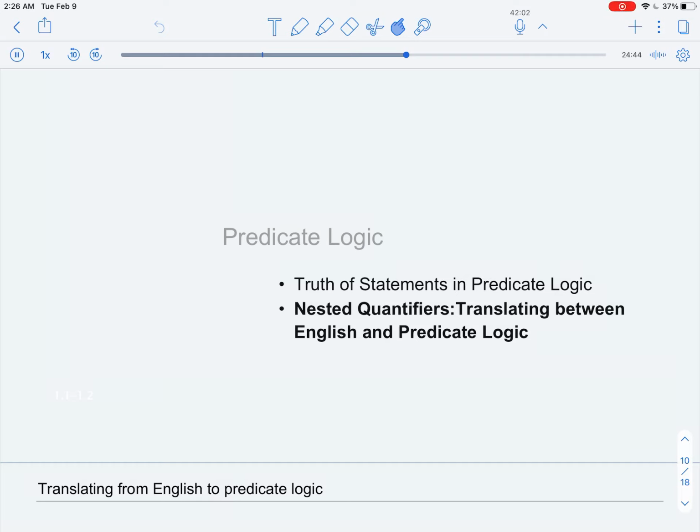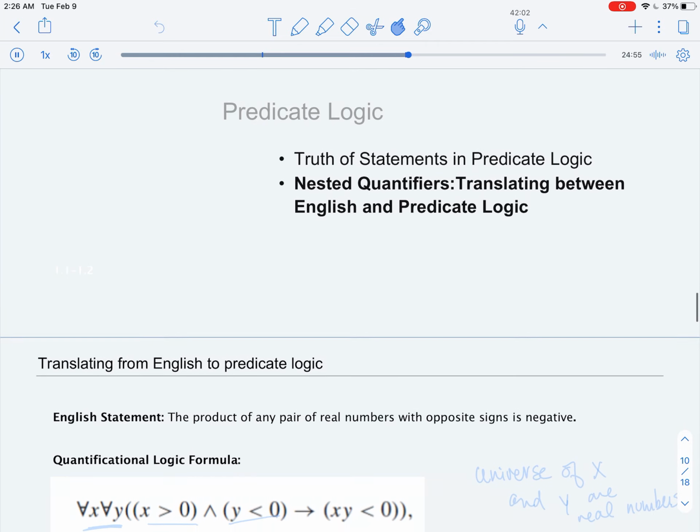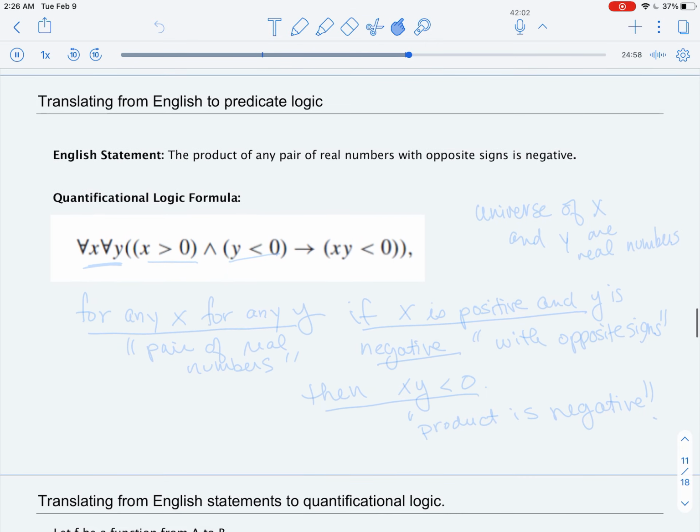In this video, we'll practice more with nested quantifiers by translating between English and predicate logic. Now, in order to consider this, we can translate between predicate logic and English. Let's consider the English statement: the product of any pair of real numbers with opposite signs is negative. Now, this statement can be phrased many ways, but let's consider what this statement looks like in quantificational logic.